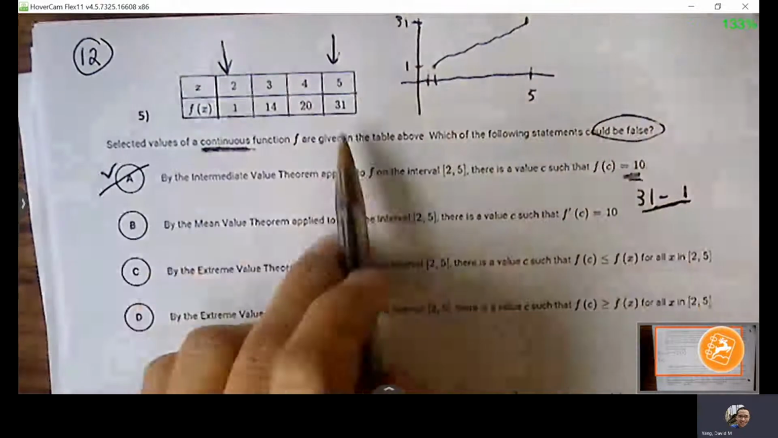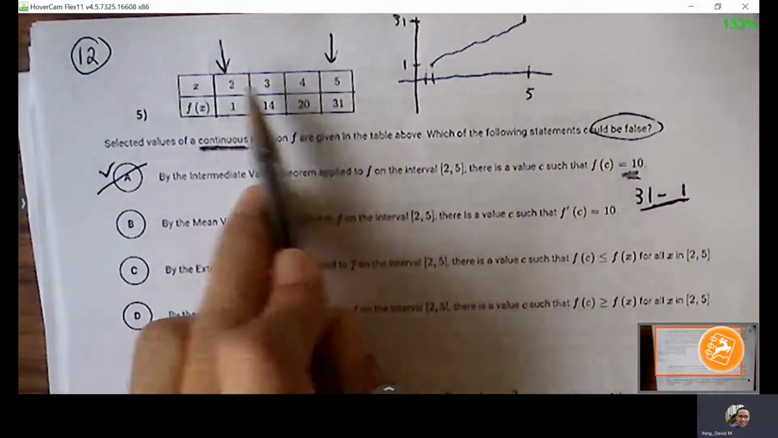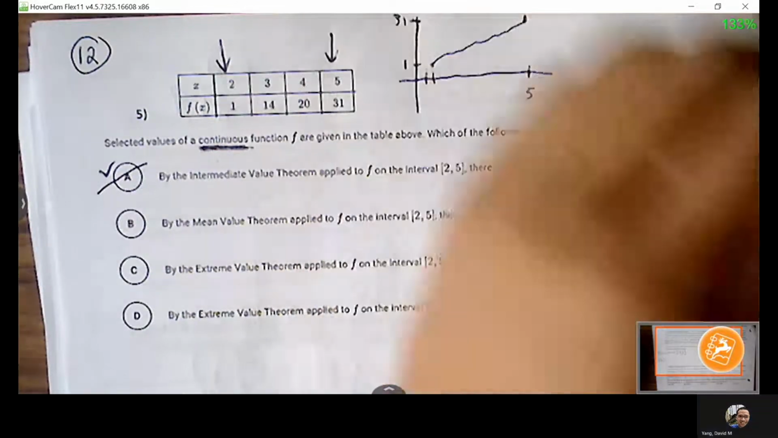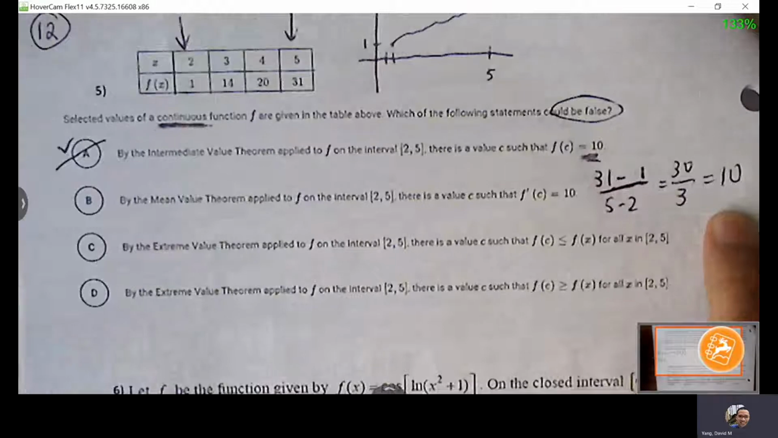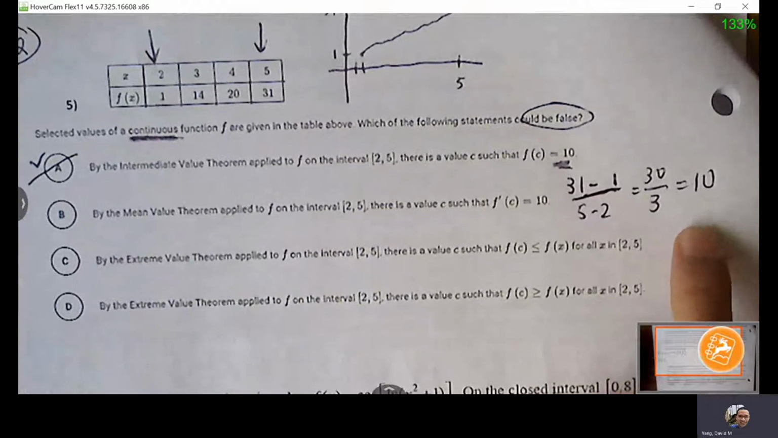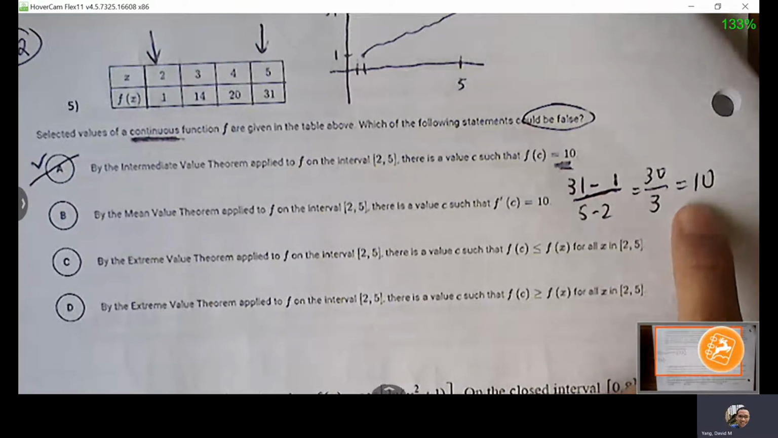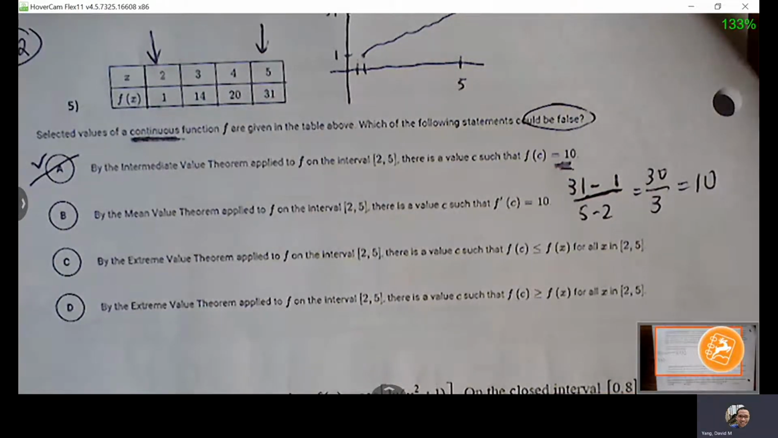So y2 minus y1 divided by x2 minus x1. Okay, so I do see a slope of 10. So does mean value theorem apply? I'm able to find that slope of 10 here. But it's a little bit tricky here. What are the conditions for mean value theorem?